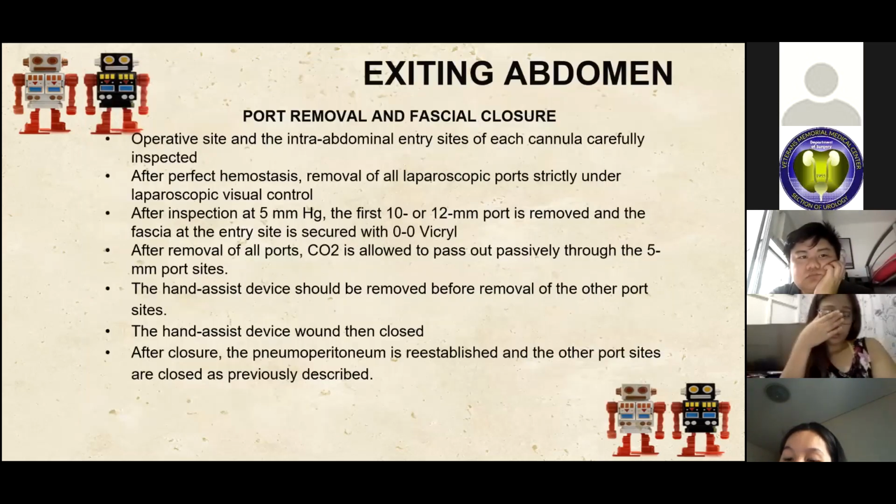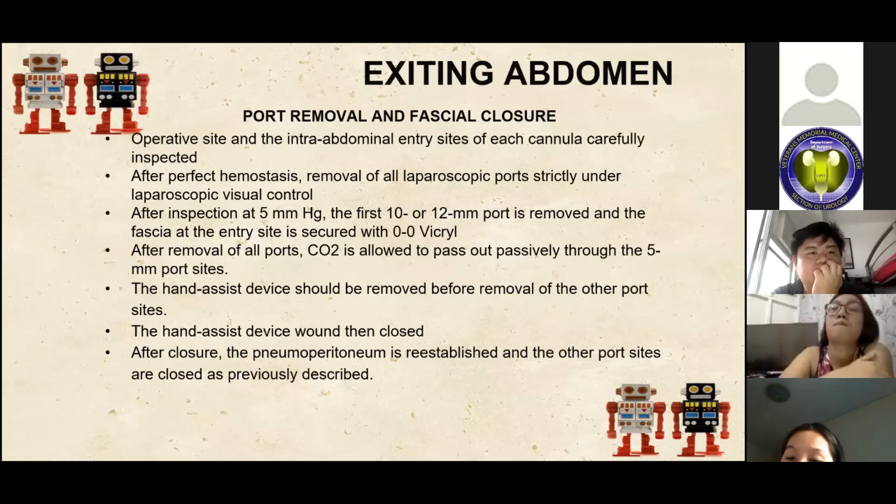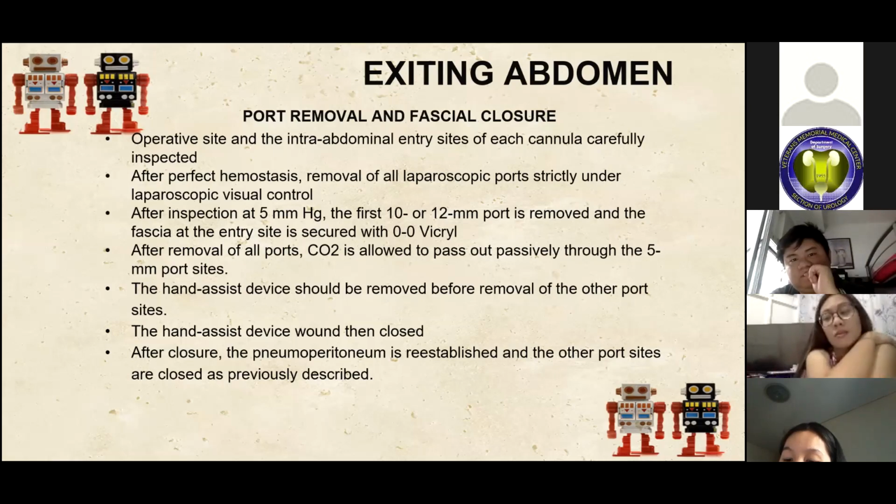Next, please. So for exiting the abdomen, for port removal and fascial closure, before port removal is initiated, the operative site and the intra-abdominal entry sites of each cannula must be carefully inspected with the intra-abdominal pressure lowered to 5mm mercury. After achievement of perfect hemostasis, removal of all laparoscopic ports must be undertaken strictly under laparoscopic visual control to avoid any possible acute herniation of the intra-abdominal contents into the previous port sites.